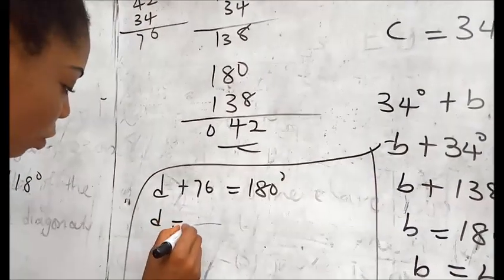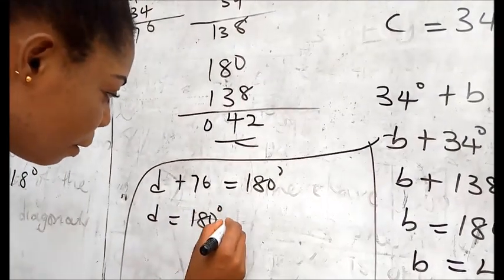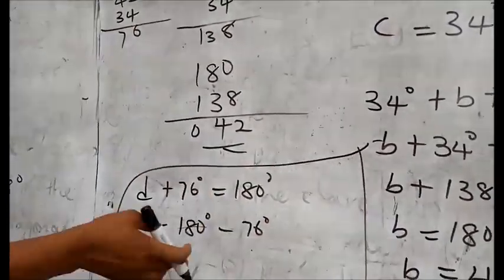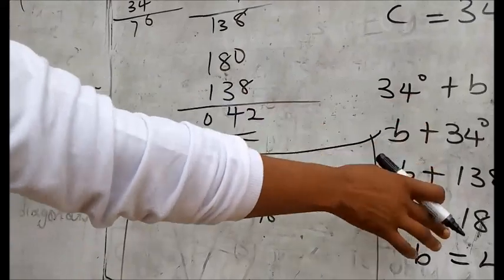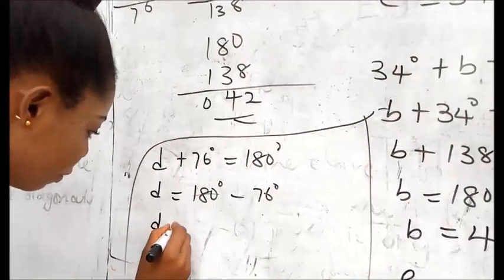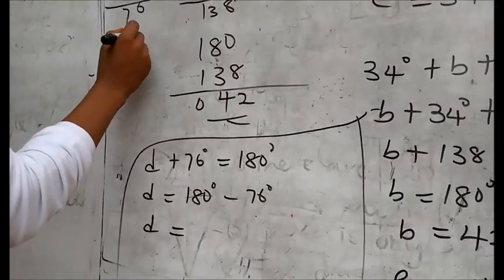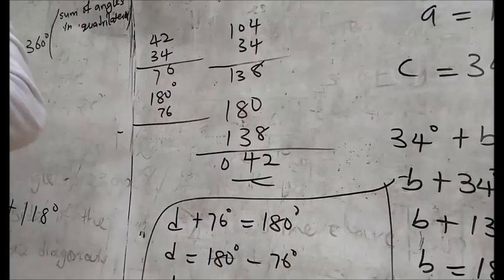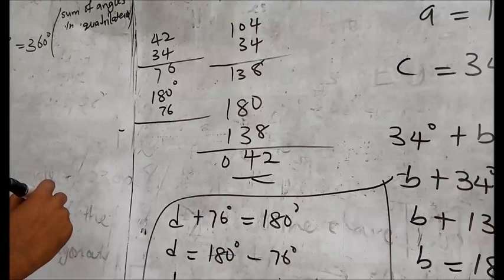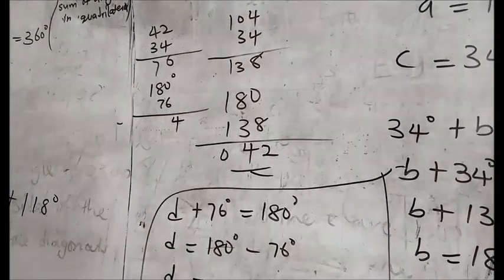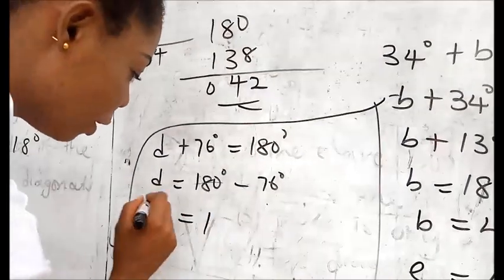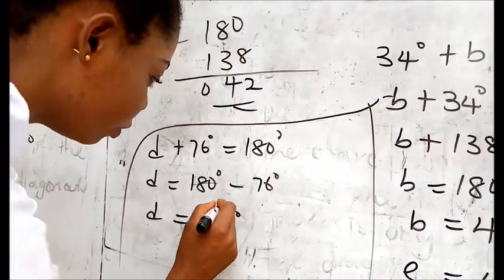My D equals 180 degrees minus 76 degrees. We know the reason why it is minus, because it's crossing over to this side. My D equals 180 degrees minus 76 degrees. 0 cannot minus 6, so I'll borrow 1. 10 minus 6 will give me 4. What is remaining here? 7, 0, 1. So my D is 104 degrees.